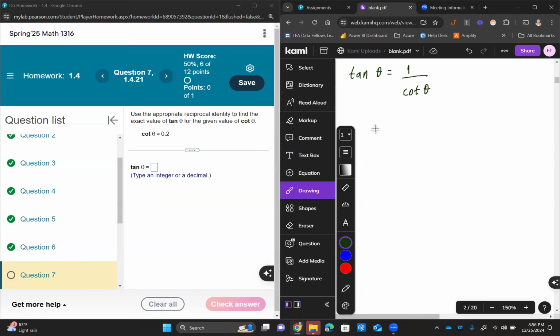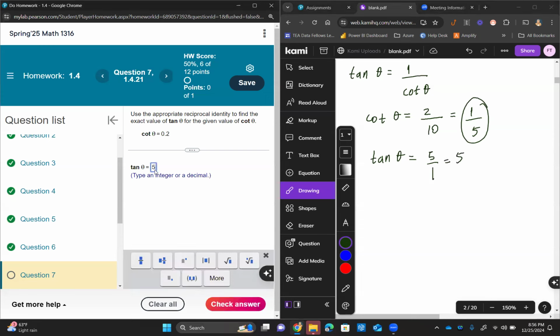So when we look at this question 7, cotangent of theta is given as 0.2, but I really don't like this decimal value. I want to convert this to a fraction. 0.2 is the same thing as 2 out of 10. I can even simplify it as 1 over 5. Now, to find the tangent value of the same angle, all I need to do is find the reciprocal of this fraction, which will be 5 over 1, and 5 over 1 is simply 5. So we just need to type a 5 here, and then we need to check our answer.